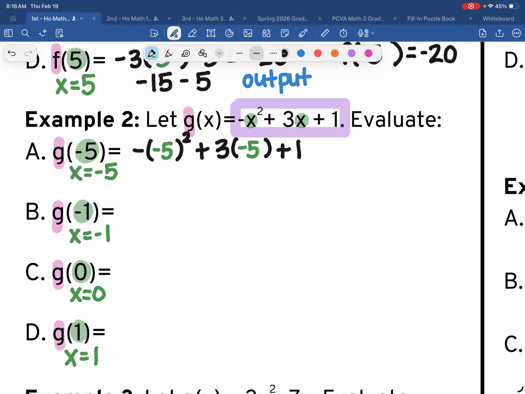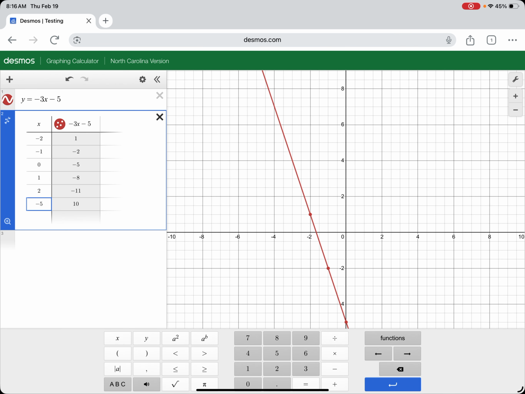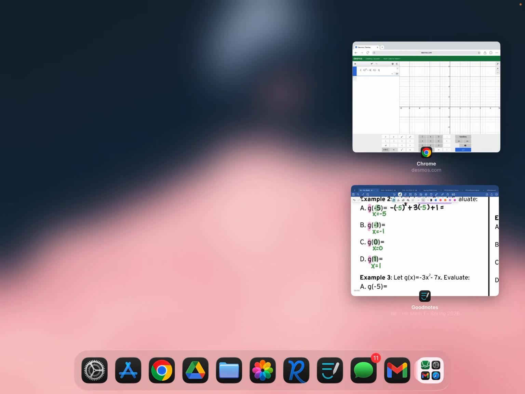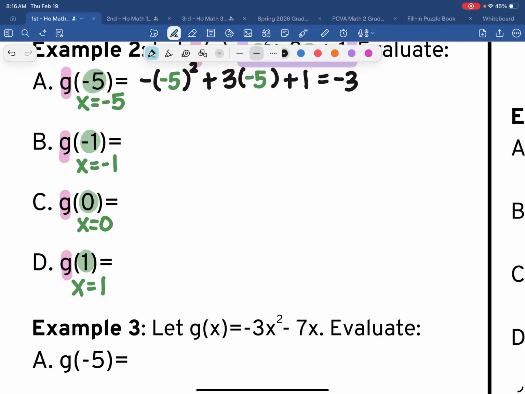I'm going to calculate. Now, you can calculate this by hand if you'd like. I'm going to put it in Desmos, and I'm going to say negative parentheses, and then we're going to put in negative 5 and squared. And at that point, I'm going to continue on. We were doing plus 3. We took out x, so I have another parentheses. I got negative 5, and I'm going to add 1. So we get an output of negative 39. So my output here is negative 39, which means f of negative 5 equals negative 39.